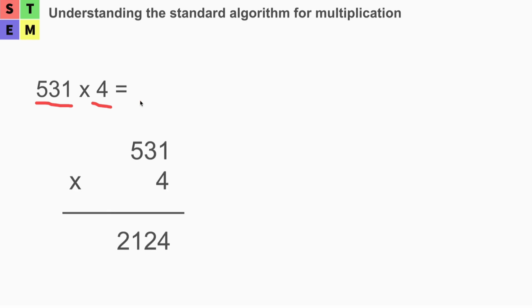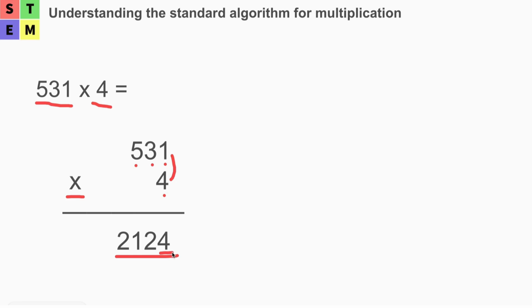So the proper way we should write it is, we have 531 here: ones place, tens place, and hundreds place, right? Because we have only 4 here, and 4 is at the ones place, we write the 4 here, and here's the multiply sign. I already wrote the results there, but how we calculate that is really 4 times 1, equals 4.